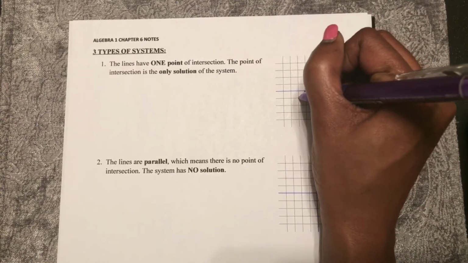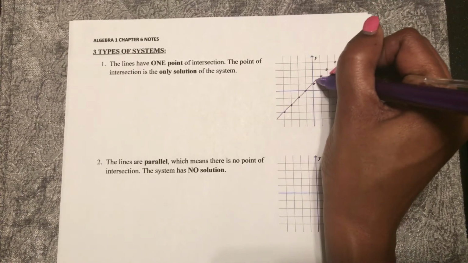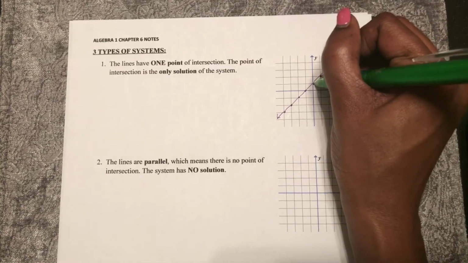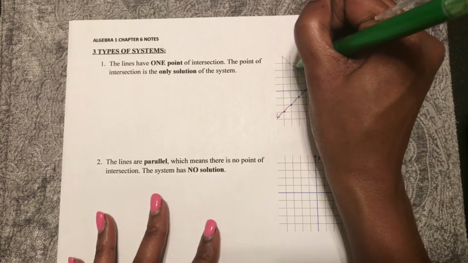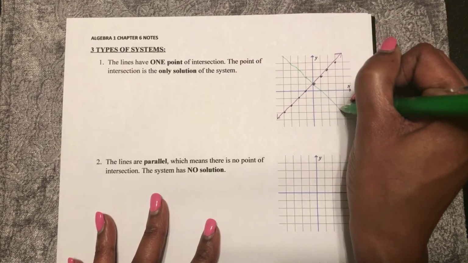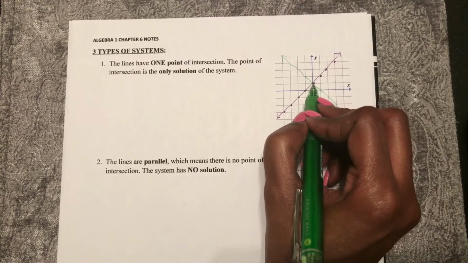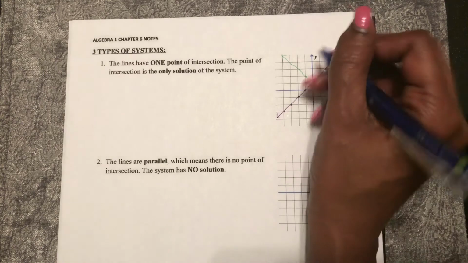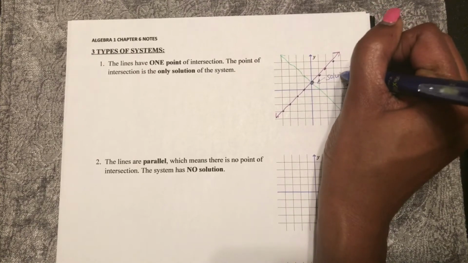Let me say this line here, that steady slope, intersecting with another line. I'm going to have it intersect here. Just have it have the same slope but negative. Right? These two lines intersect at this one point. And this one point is the solution.